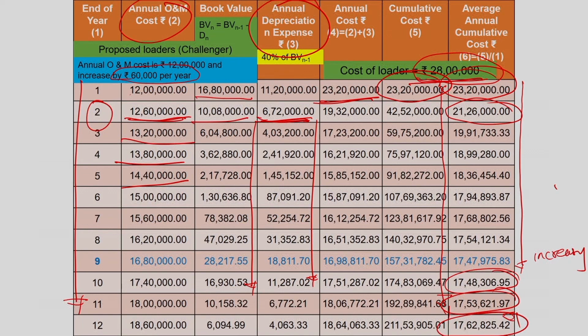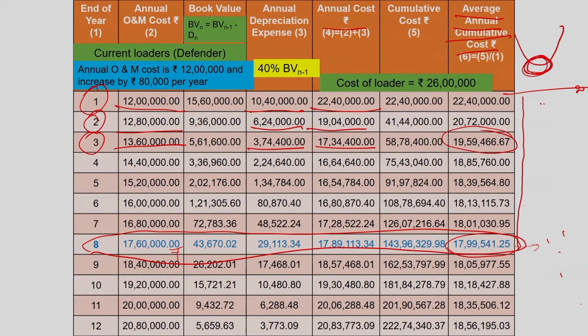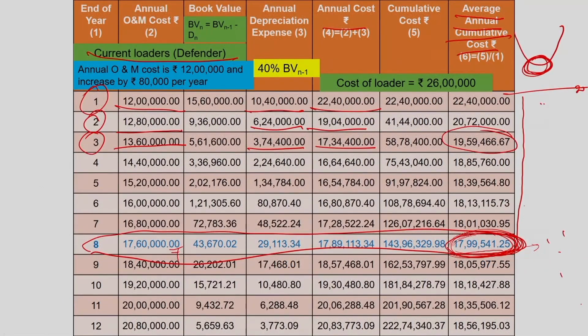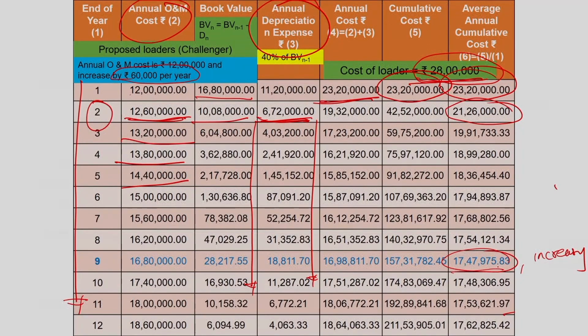So the economic life of the proposed loader is the 9th year, but for the old loader the economic life is the 8th year. Now you can compare the average annual cumulative cost of the proposed loader and the old loader. You can see the average annual cumulative cost minimum is 17,99,541 here, and here you can see it is 17,47,975. So can you see here? It is 17,99,000 here, and 17,47,000 here.